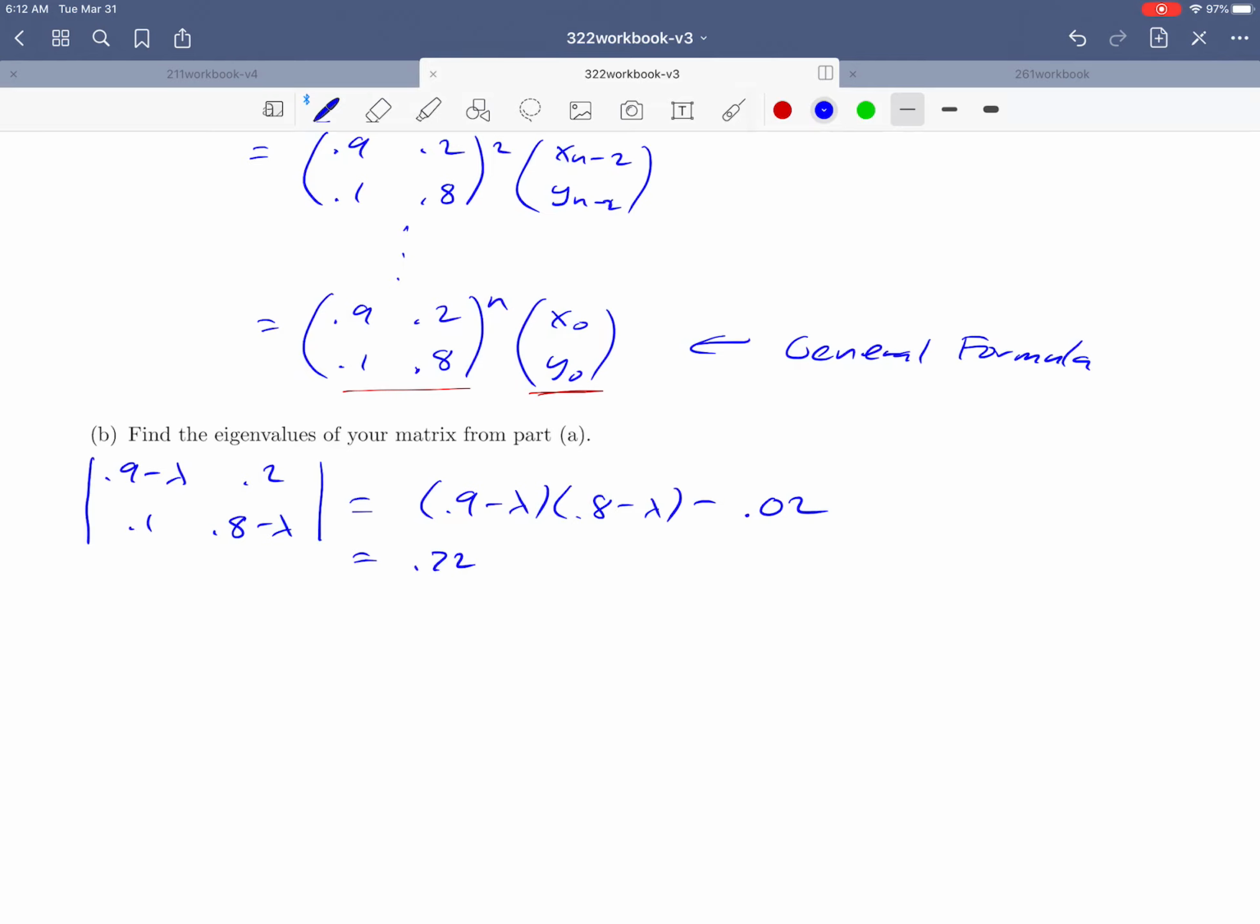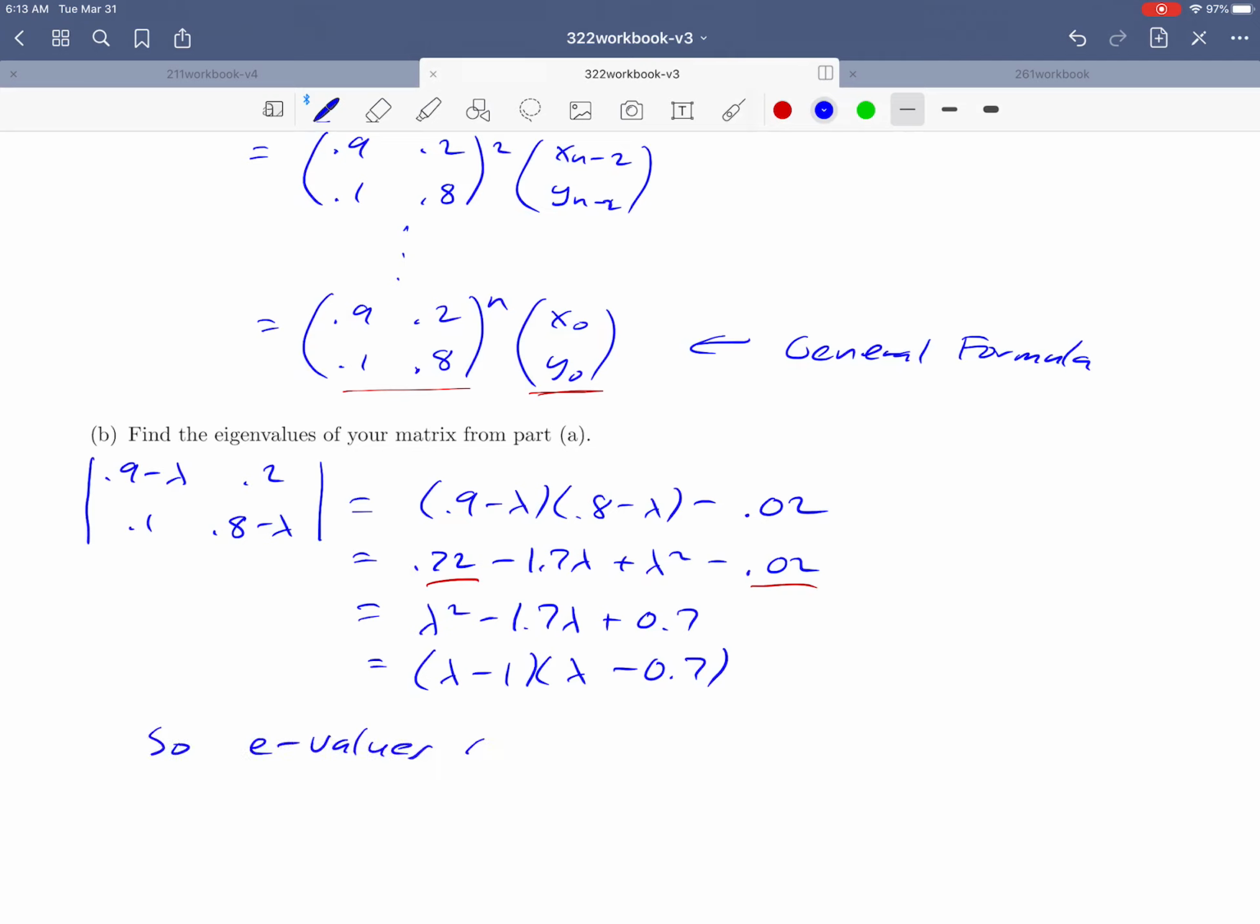If we do our multiplication, we'll get 0.72 middle terms minus 1.7 lambda plus lambda squared minus 0.02. Then we might notice that we can take the two constant terms and put them together. Rewriting that, that's going to give us lambda squared minus 1.7 lambda, plus 0.7. And we can factor this, even though we've got decimals involved. This is going to factor into lambda minus 1 and lambda minus 0.7. So you can see from that, if we set that equal to 0, we've got two eigenvalues: lambda equals 1 and lambda equals 0.7.